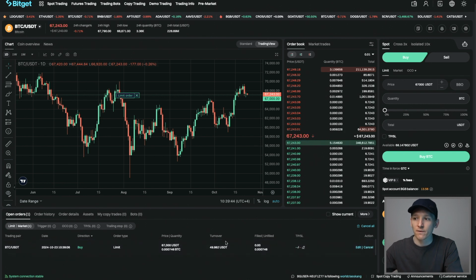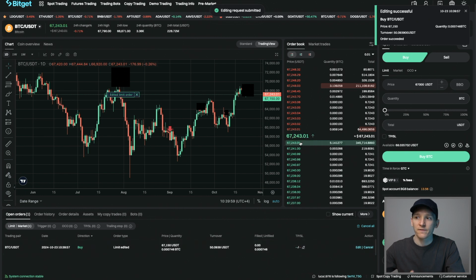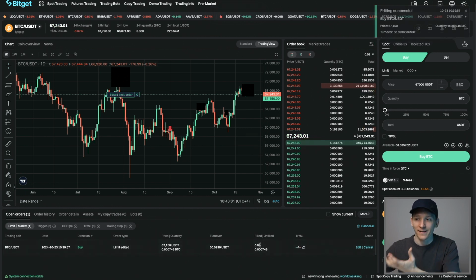Now, if I want to change this around or edit it, I can do. So on the right-hand corner, I can press edit, and it says, do you want to edit the price? So let's put this up to 67,150. So we're going to put it up a little bit, and we're going to press confirm, and that will change the order. Now, I'm still too cheap, so I still can't trade, but it's there and it's waiting.